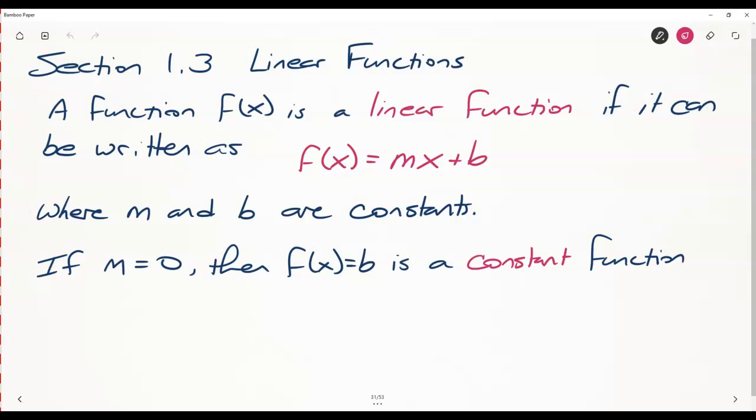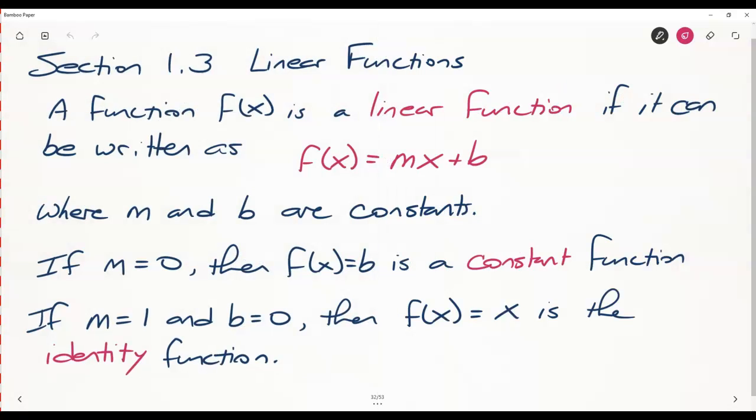There's also another special function, and that arises when m is equal to 1 and b is equal to 0. If b is equal to 0, you can just pretend it's not there. If m is equal to 1, what is 1 times x? What's 1 times anything? Whatever x is. So if m is equal to 1 and b is equal to 0, then my function is going to become f of x equals x. This function is what we call the identity function, because the number that comes out of the function is identical to the number that went into the function.